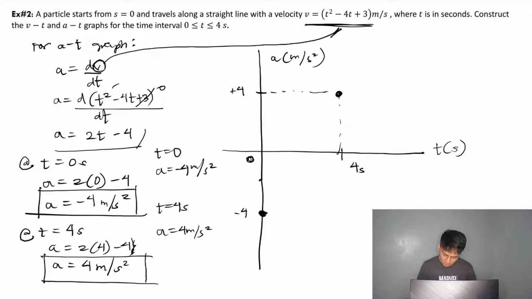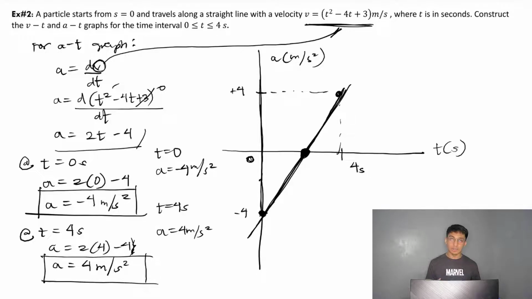Ayan. And then, ipa-plot na natin. Eto po yung ating AT graph for example number 2. And if we can notice, merong time na mag-zero yung ating acceleration. Ito kasi ang ating acceleration, itong vertical axis. So, sa time na ito, yung ating acceleration ay 0.